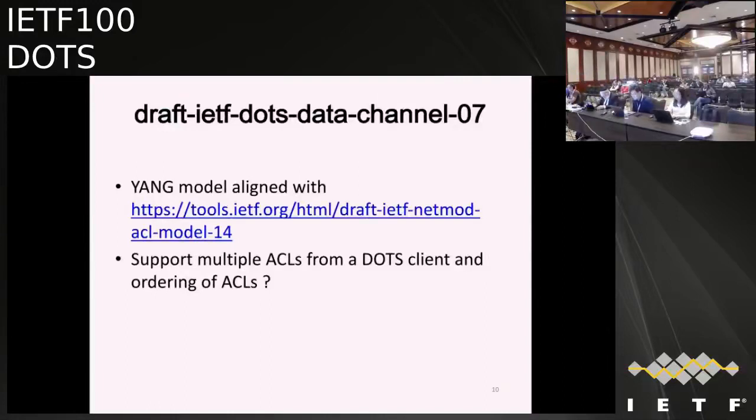The floor is yours again, Med. Okay, so if you can display the next slide, please, Roman.